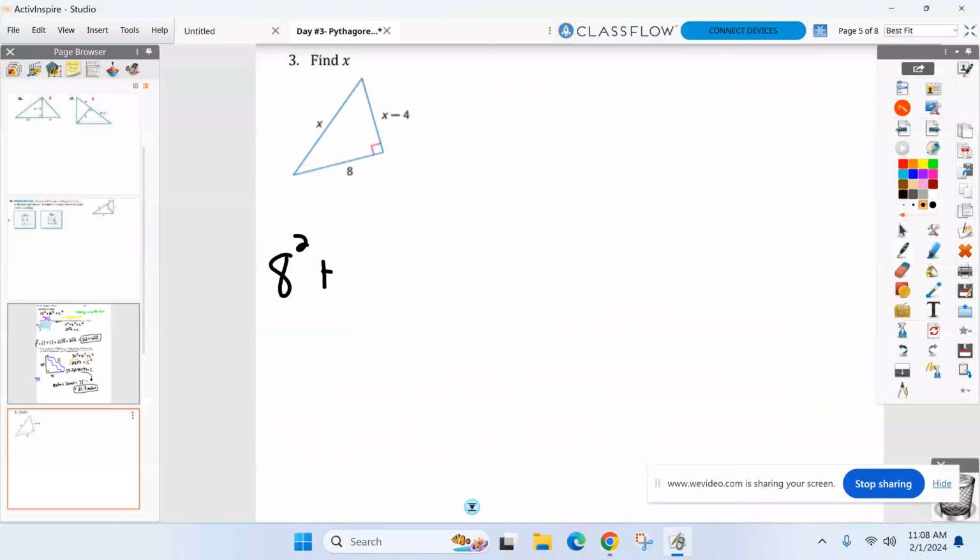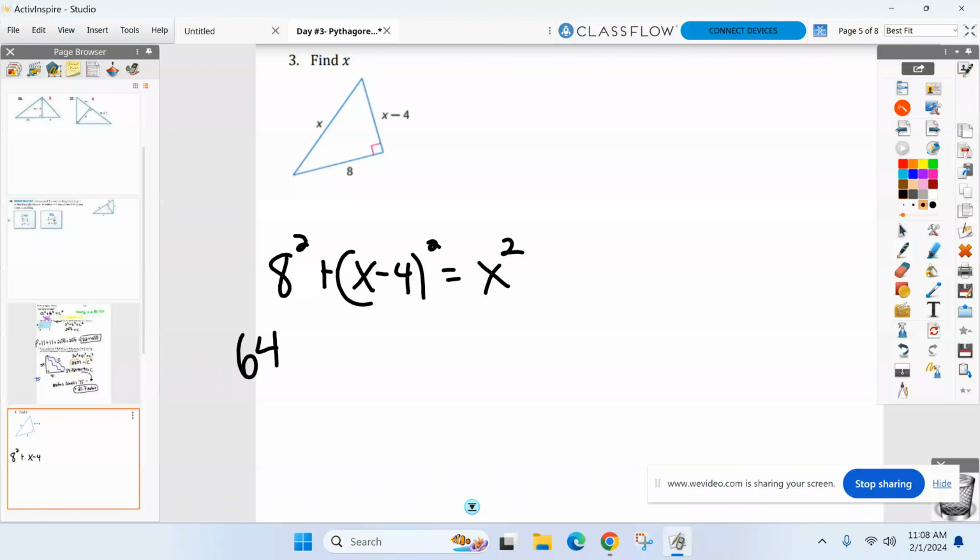Okay, stop right there for me. Now, when I write x minus 4 squared, let's make sure it's in parentheses, because if it's not, it looks like I'm just squaring the 4. All right, Zoe, go ahead. Equals x squared. Perfect. All right, so good substitution of Pythagorean theorem. We already know 8 squared. I'll take care of that. That's 64. Here's where you're going to make your Algebra 1 teacher proud or disappointed. How do I handle x minus 4 squared? How am I going to handle that?